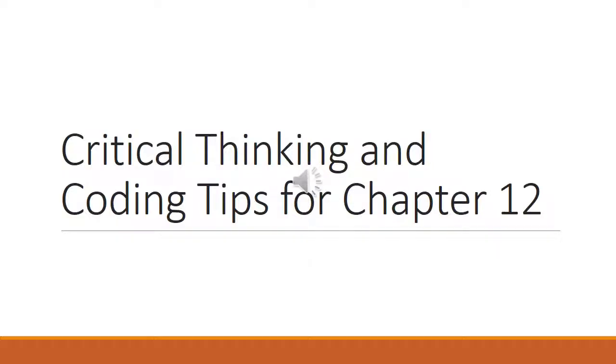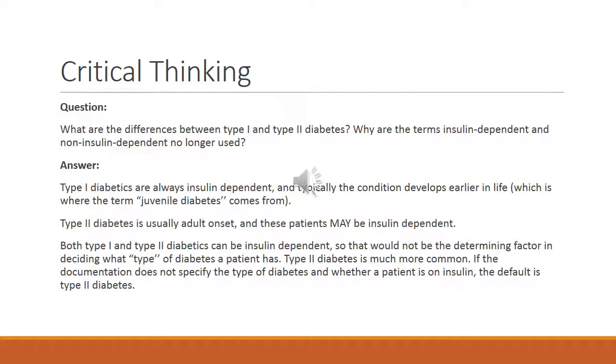Critical Thinking and Coding Tips for Chapter 12. Our first critical thinking question: what are the differences between type 1 and type 2 diabetes?